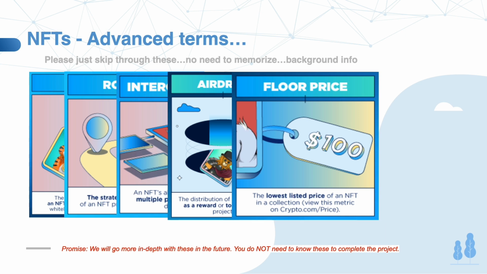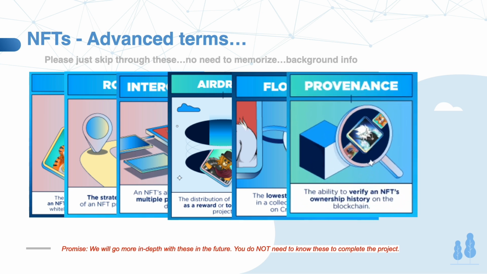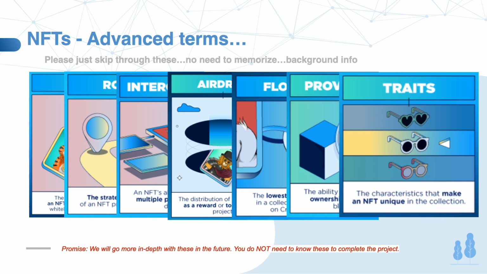Floor price, which is something we will talk about when we post your image on the site, is basically the minimum price that you're willing to sell something for. The provenance is just a sophisticated term for proving ownership history on the blockchain. And we will see as we get into NFTs a little more, especially these images, the traits of an image are those things that make it unique in the collection.